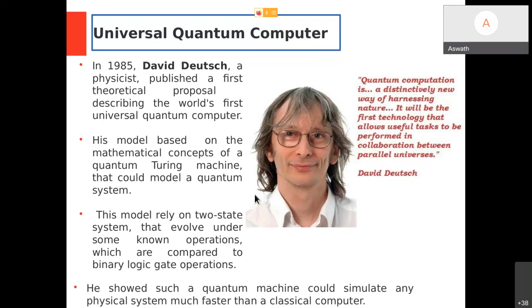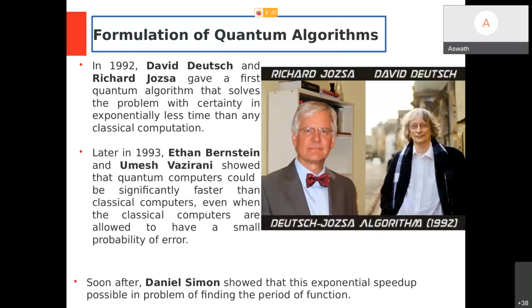We are just trying to see how the progress of quantum computing research took place. After 1985, the next big breakthrough came in the form of algorithms, from the software side, using the hardware effectively. This was in 1992 by David Deutsch and Richard Jozsa. They gave the first algorithm, which solves a problem with certainty in exponentially less time than the conventional classical computers that existed by then. That is a tremendous improvement.